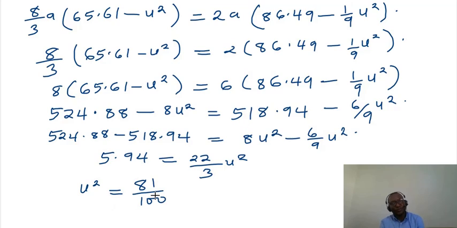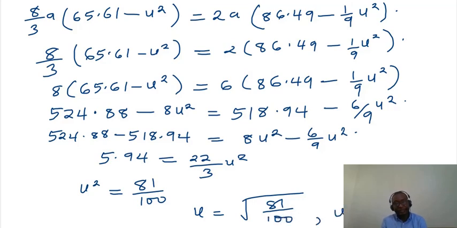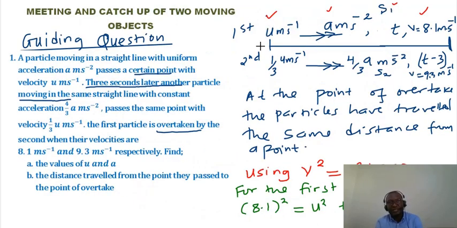We are interested in u, meaning we have to go ahead and take the square root on both sides. So we shall have u being equal to the square root of 81 over 100. By indices, u is going to be equal to 9 over 10 meters per second. That is our value of u. Now, since we do not know the distance between here, we do not know the value of t, but we know the final velocity and we now know the u. We can now go ahead and use the first equation.